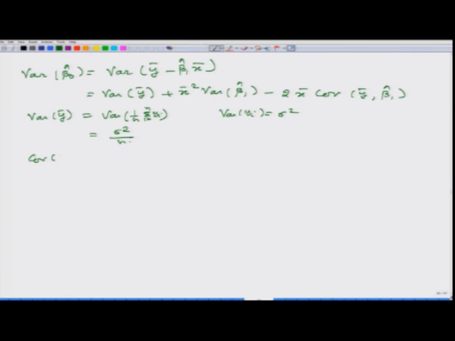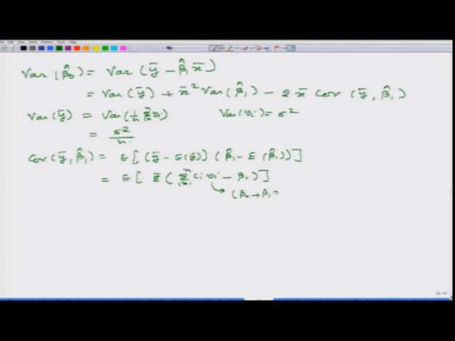And what about the covariance of y bar and beta 1 hat? This can be written as the expected value of y bar minus the expected value of y bar, times beta 1 hat minus the expected value of beta 1 hat. If you expand it, y bar minus its expected value is epsilon bar, and beta 1 hat is summation i goes from 1 to n ci yi, and the expected value of beta 1 hat we already obtained as beta 1. Again, if you substitute the value beta 0 plus beta 1 xi plus epsilon i, open it up and take the expectation using the property that the expected value of epsilon is equal to 0, it turns out to be 0.